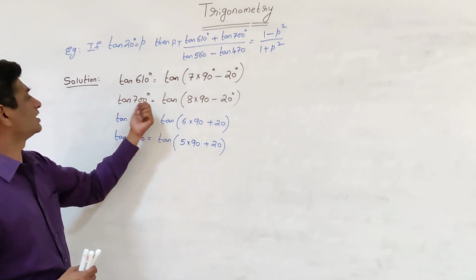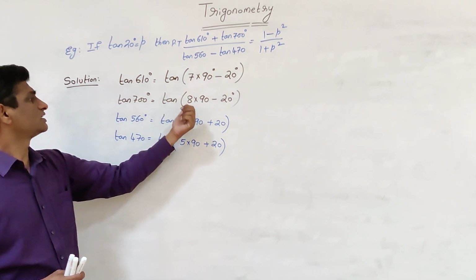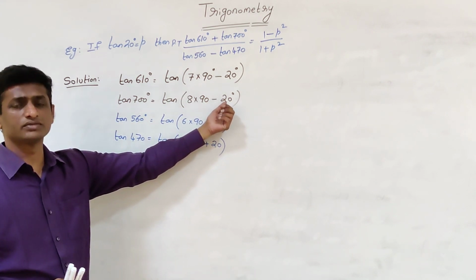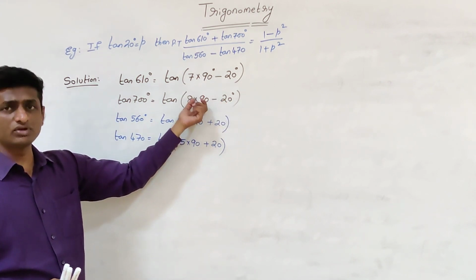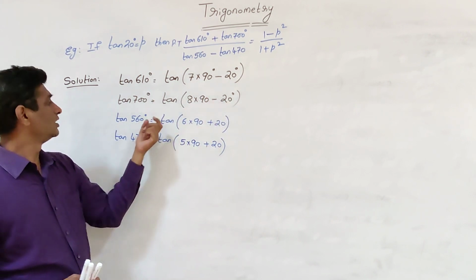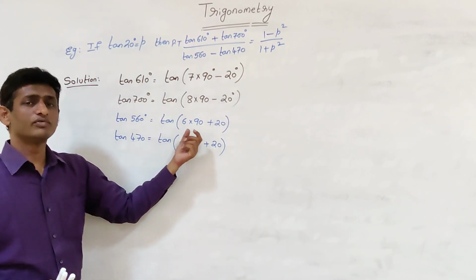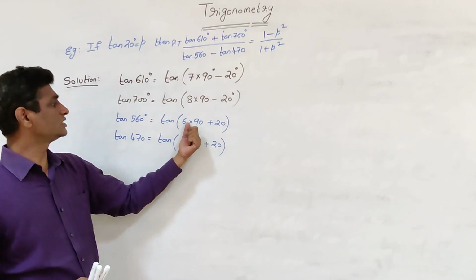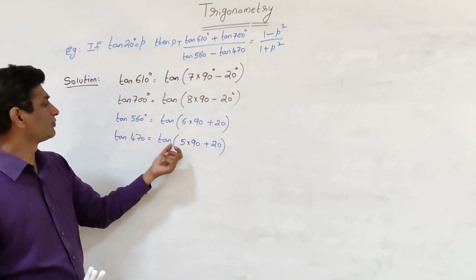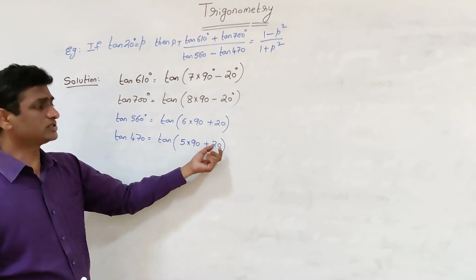Similarly, tan 700. 700 means 720 minus 20, that is 8 into 90 minus 20 degrees. 8 into 90 means 720, and 720 minus 20 is 700. Similarly, 560 is 540 plus 20, that is 6 into 90 plus 20. And 610 is 630 minus 20, that is 7 into 90 minus 20 degrees.